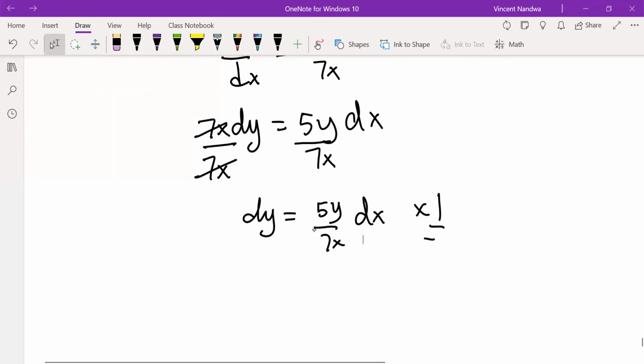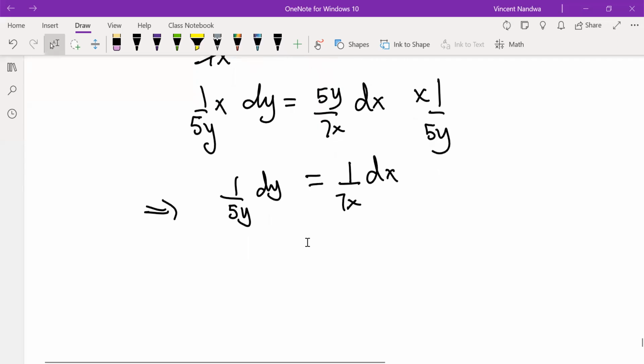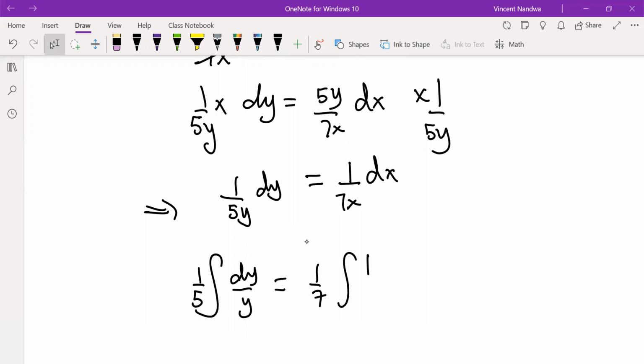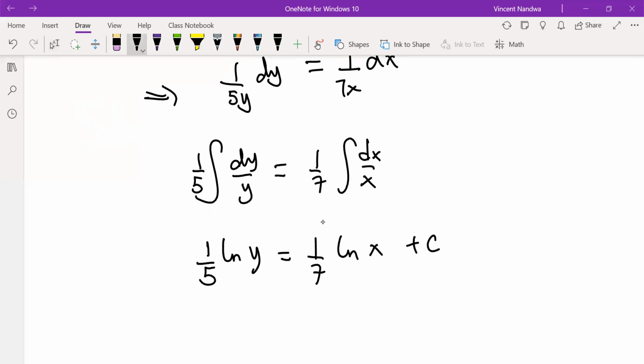And then you multiply by 1 over 5y. So we have 1 over 5y dy equals 1 over 7x dx. Then integrate, so I have 1 over 5 dy over y equals 1 over 7 dx over x. So this will give us 1 over 5 ln of y equals 1 over 7 ln of x plus c. Let's call it c1.